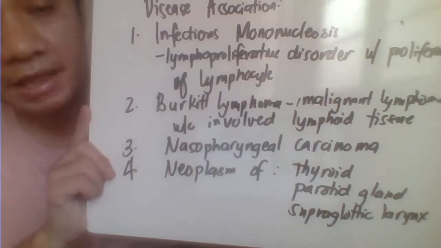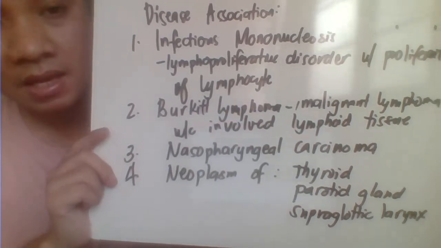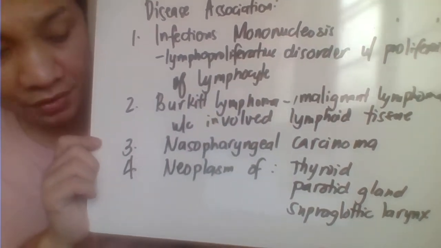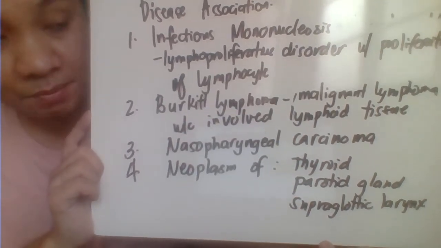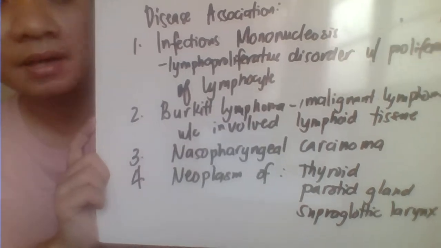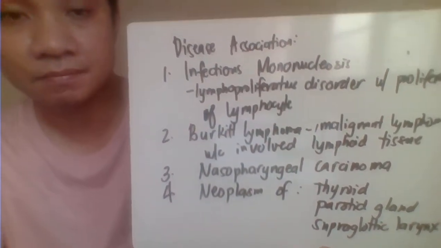Okay, then we have Burkitt lymphoma. This is a malignant lymphoma of the lymphoid tissues. Then we also have nasopharyngeal carcinoma. We also have neoplasms of the thymus, parotid gland, and supraglottic larynx. Again, all of that is associated with the Epstein-Barr virus.